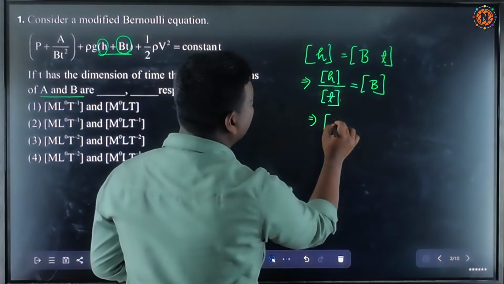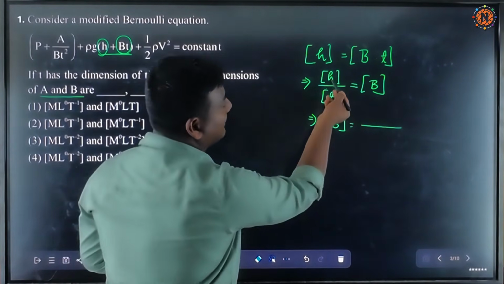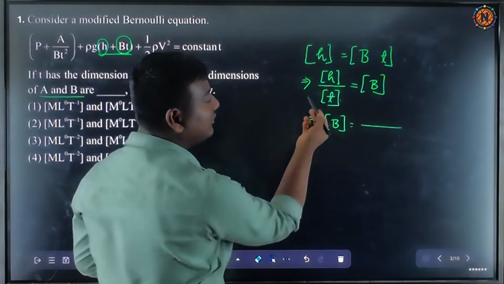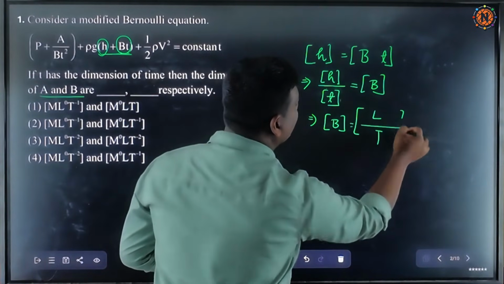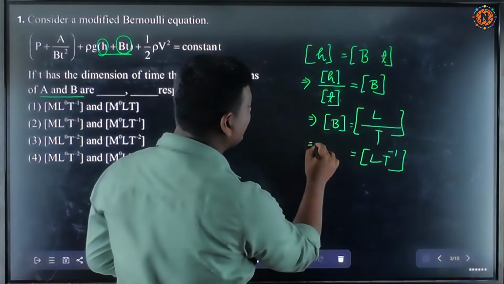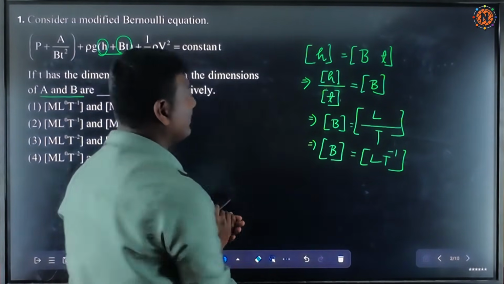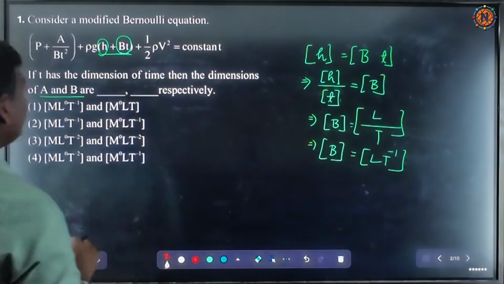Okay, so we can write the dimensions of B. Height is a length, yes or no? So the dimension of length is L and the dimension of time is T. So we can write the dimension of B as LT minus 1. Easy. Okay, we got the dimensions of B. Now we will find the dimensions of A.